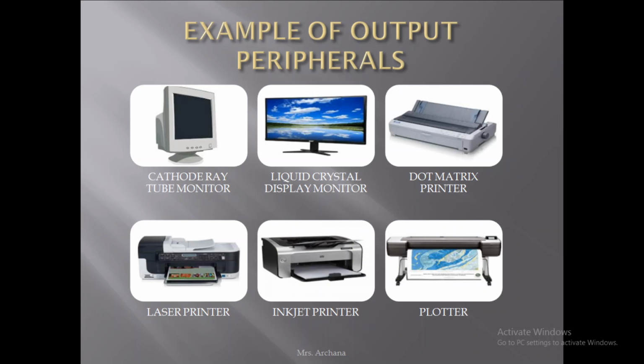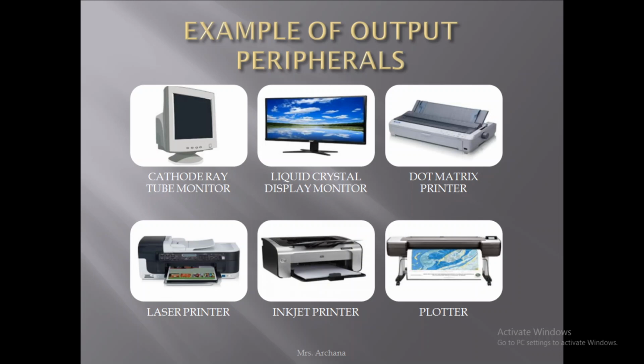Then what is impact printer? An impact printer makes contact with paper for printing. That means whenever it will print, it will touch the paper for printing. The example is this dot matrix printer.